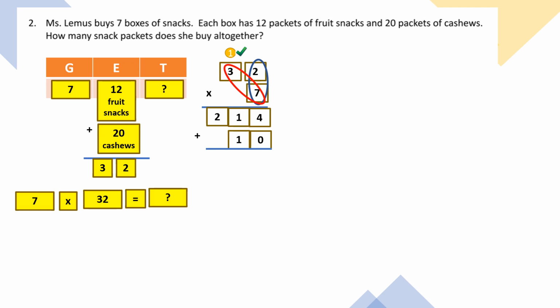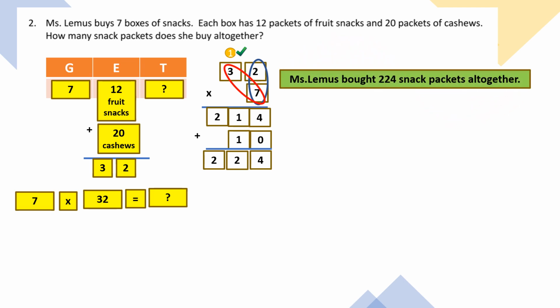So let's start with the ones place. What's 4 plus 0? 4. And 1 plus 1? It's 2. And 2 plus 0 is 2. Very good. So that means that Miss Lemus bought 224 snack packets all together.